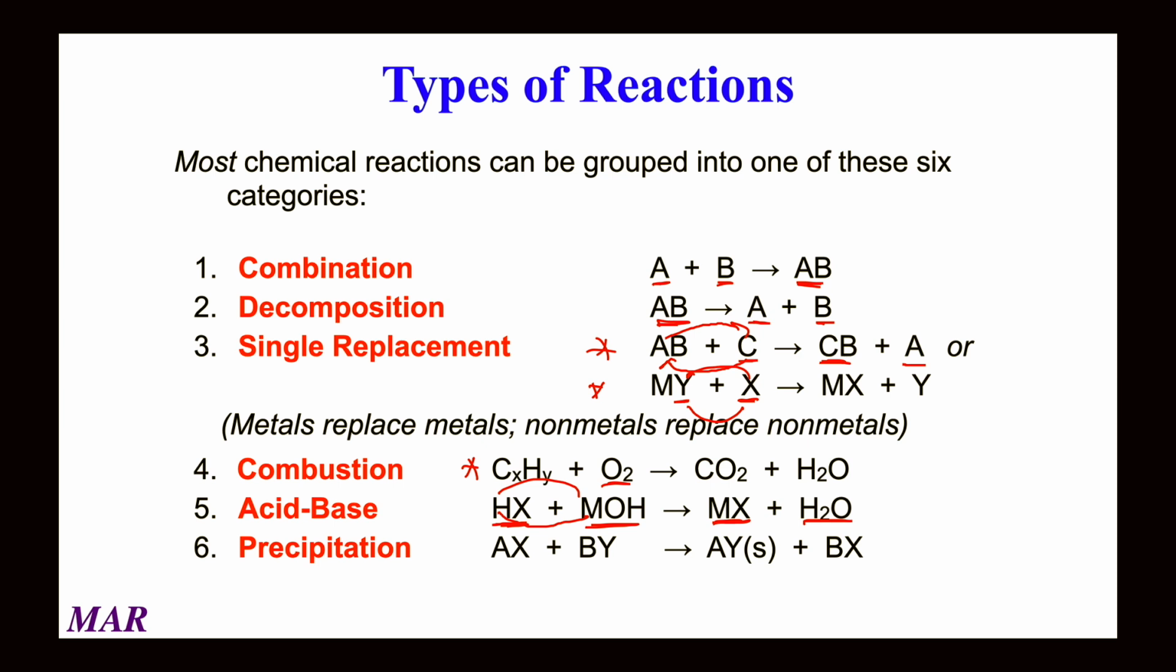Now, in a precipitation reaction, this is another one of these kind of things where A and B are trading dance partners, if you will. B starts dancing with X, and A starts dancing with Y. But in a precipitation reaction, one of the products is a solid. A solid in chemistry is called a precipitate, all right? And so if you make a precipitate, that's a precipitation reaction. I'm going to show you examples of all 6 of these, so hang tight. Let's look at them in a little bit more detail.